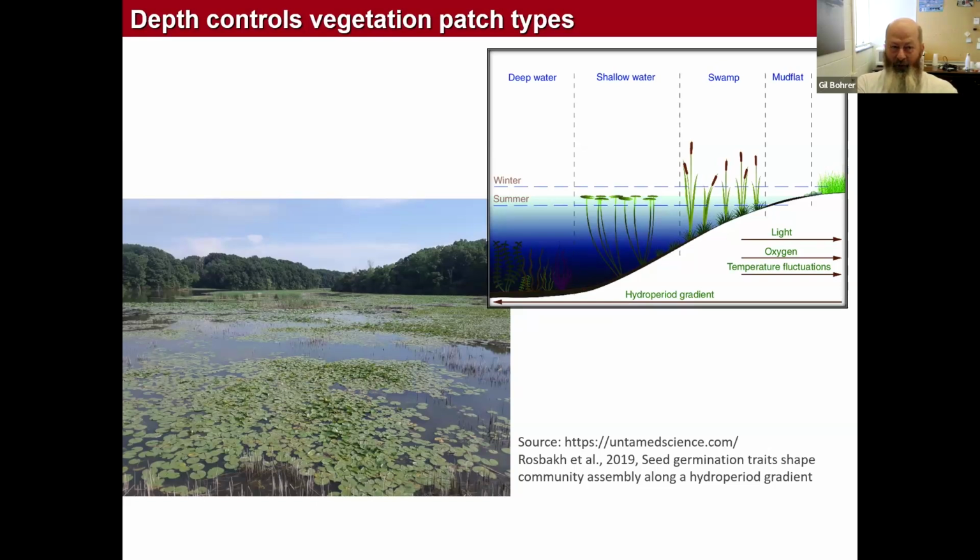Old Woman Creek has all of these, but since 2019, we lost that shallow part. It all became deep because the bank is very steep.